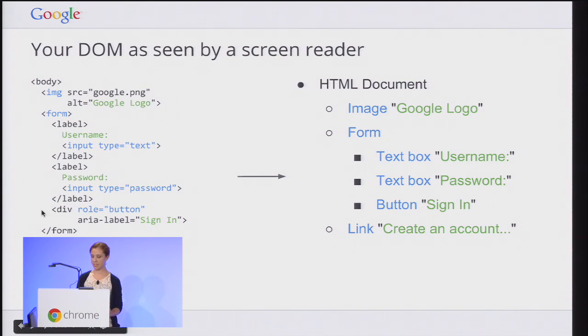And so what we see here is we've applied a role to this div and an ARIA label, which is an ARIA property. And that gets rendered to the screen reader as an actual button and allows the user to interact with this as if it was an actual button.